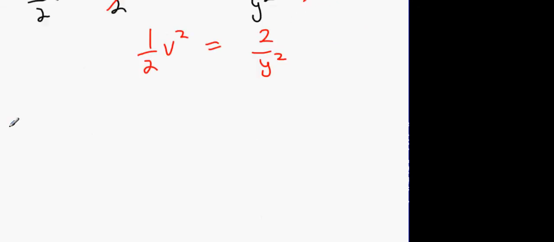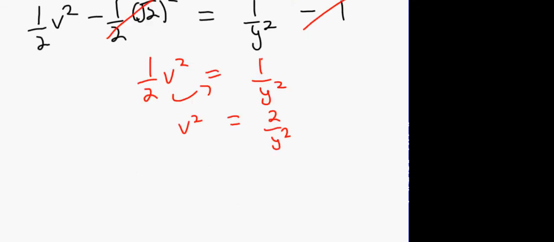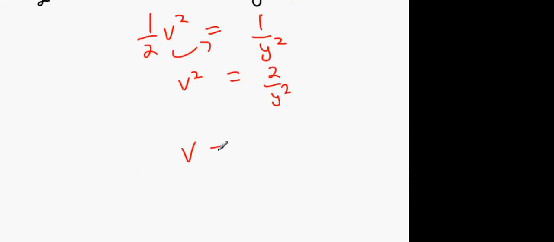Now what we have to do here is get v on its own. Oh sorry, 1 over y squared, excuse me. I'm actually a step ahead of myself, sorry, I was thinking the next step up. V squared equals 2 over y squared. Square root it, and please remember your plus and minus values. Plus or minus the square root of 2 over y.